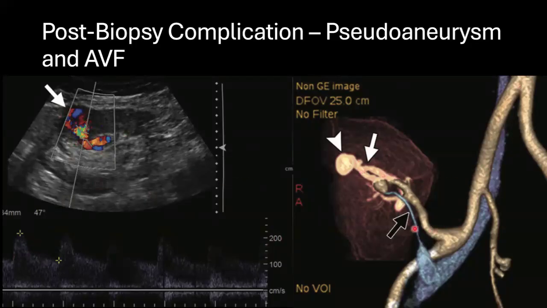And then on a CT, this is a 3D CT scan with 3D reconstruction, you can see the pseudoaneurysm. This is the feeding artery. This is the draining vein here. And this is early venous filling behind the artery.